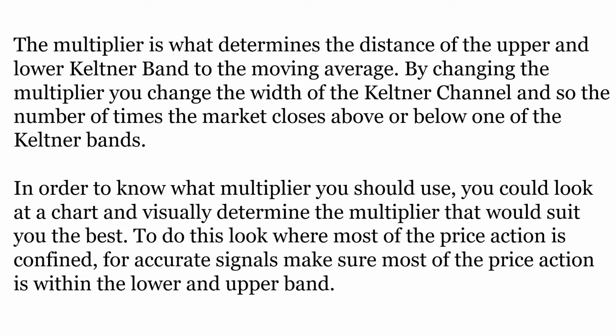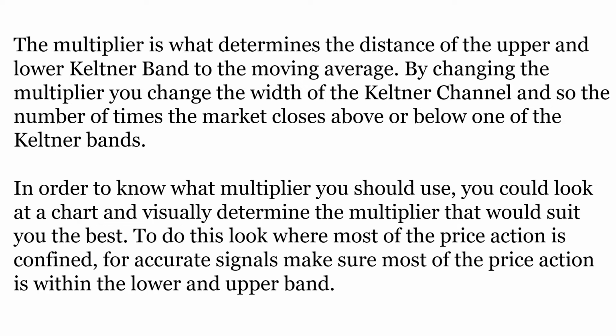The multiplier is what determines the distance of the upper and lower Keltner band to the moving average. By changing the multiplier, you change the width of the Keltner channel and the number of times the market closes above or below one of the Keltner bands. The most appropriate Keltner channel multiplier usually is somewhere between 2 and 3. However, as with everything, it varies with the market as well as with your strategy.